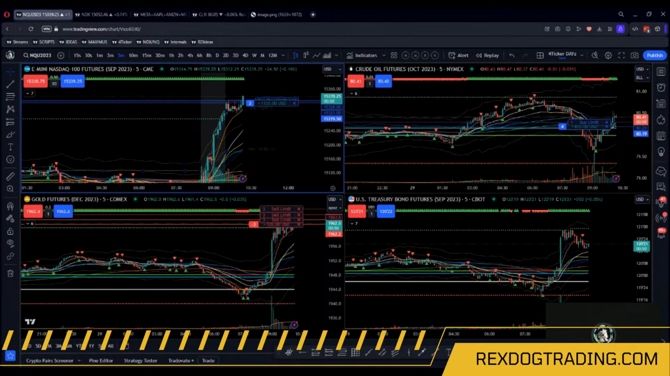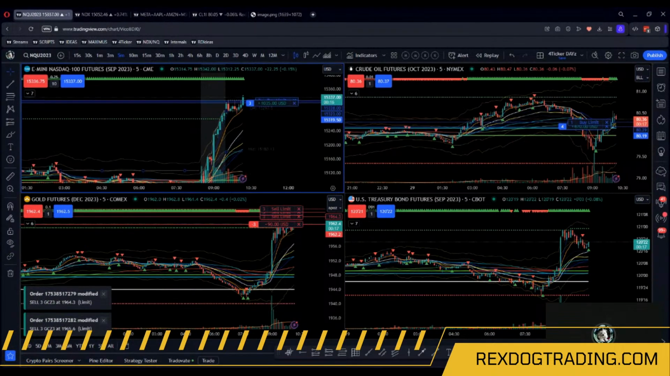400 seems the target. And very patient here. Both these moves.